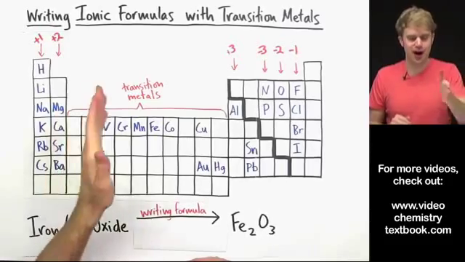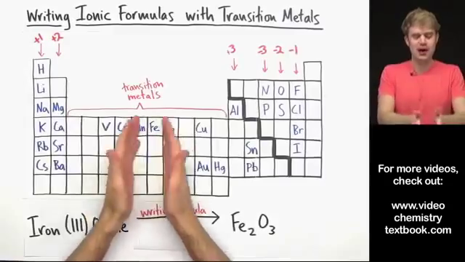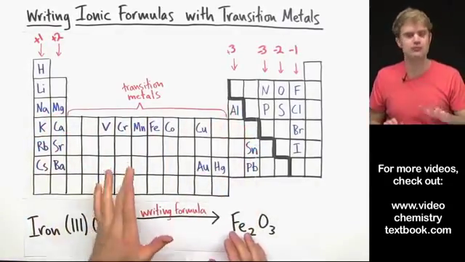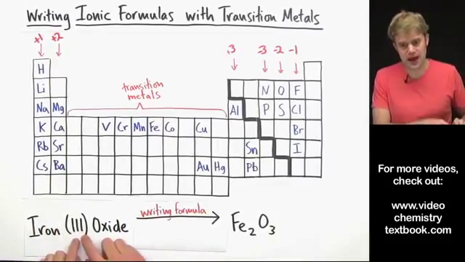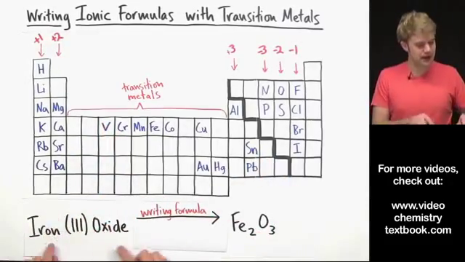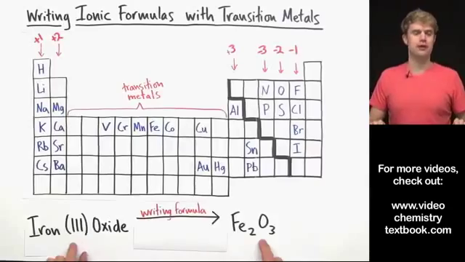This video is about writing ionic formulas with transition metals. The transition metals are the elements in this part of the periodic table here, and ionic compounds that have transition metals in them usually have Roman numerals in the name, like this here. So in this video, we'll learn how to take a compound that has a transition metal in it and how to write a chemical formula for that.